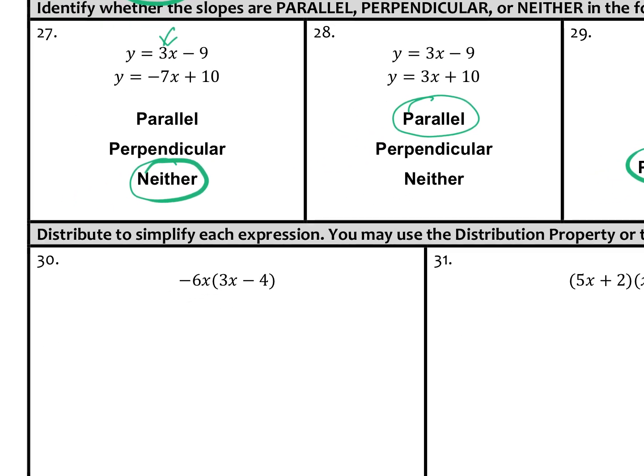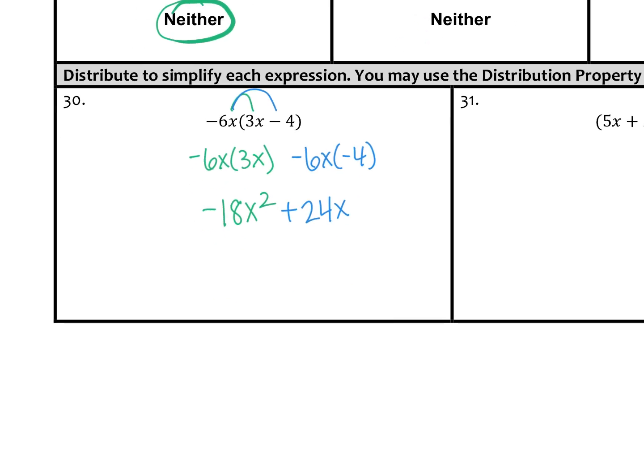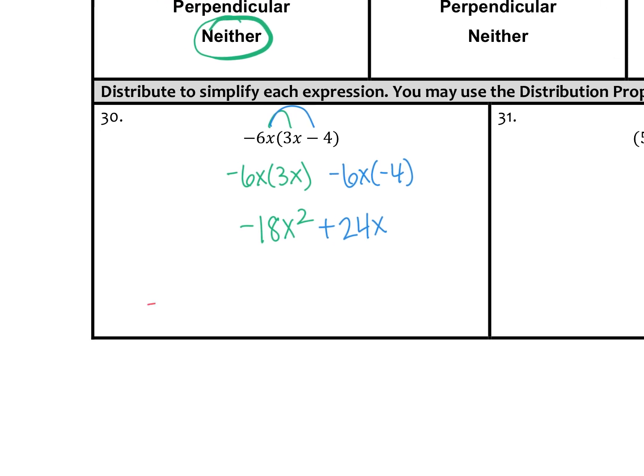Okay, rainbow or box does not matter to us. Negative 18x squared. You just got to remember that x times x is x squared. Okay, so then that's plus 24x. If you would like to use the box method, you just put the negative 6 out to the left, put your two terms up top, and then fill in the boxes. Either is fine with us again.